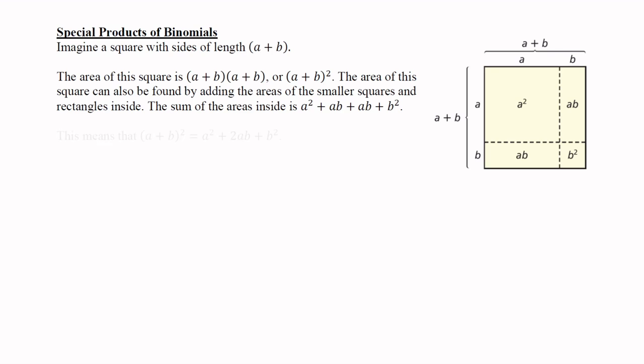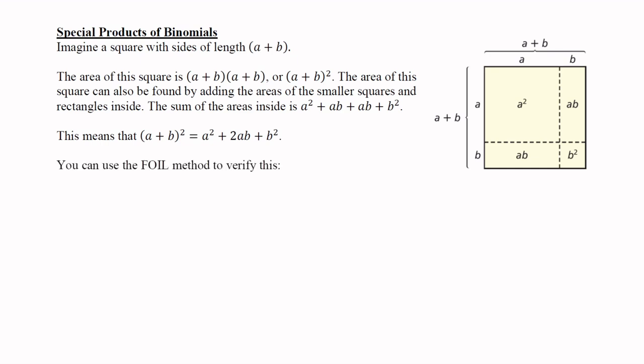So the sum of the areas inside would be a squared plus ab plus ab plus b squared. And of course we have two like terms in the middle that we can combine. 1ab plus 1ab gives us 2ab. So this means that a plus b quantity squared is going to equal a squared plus 2ab plus b squared.